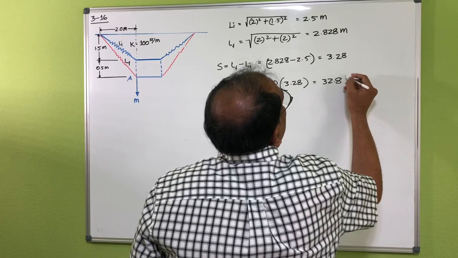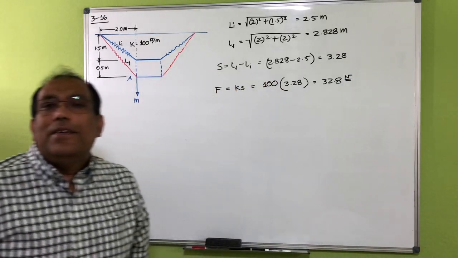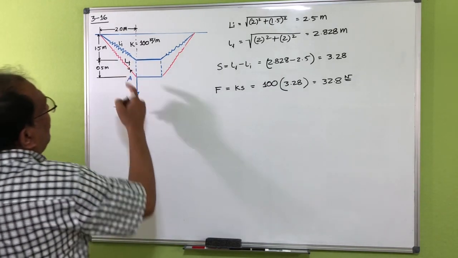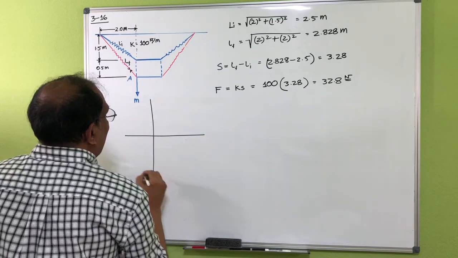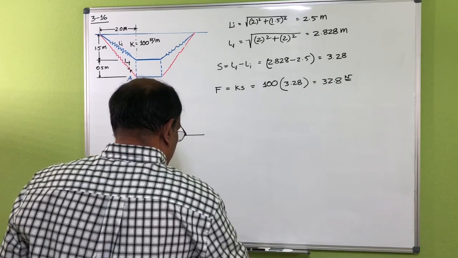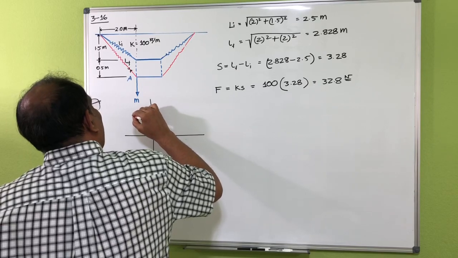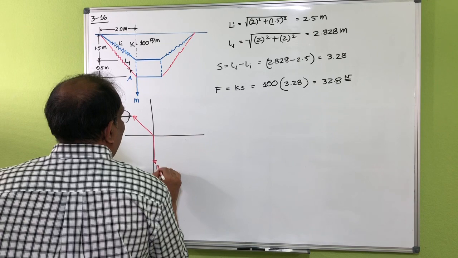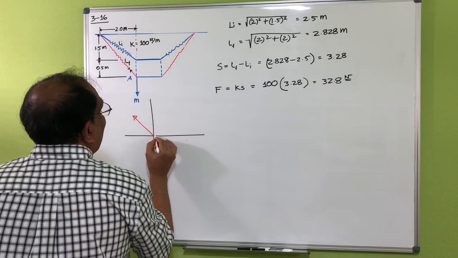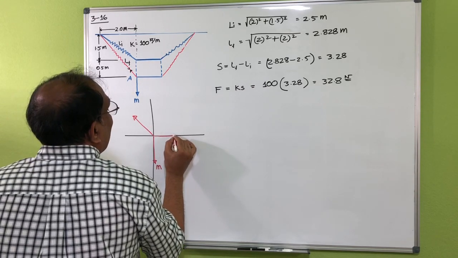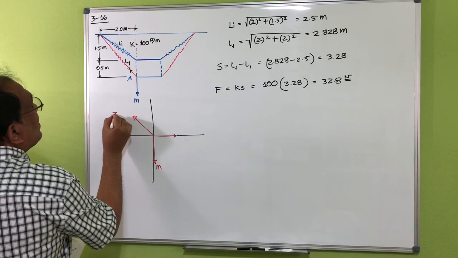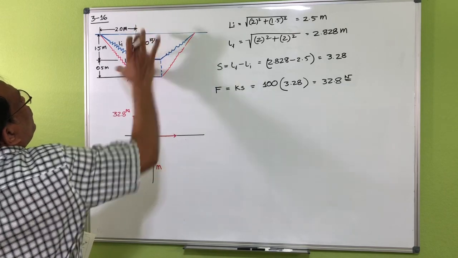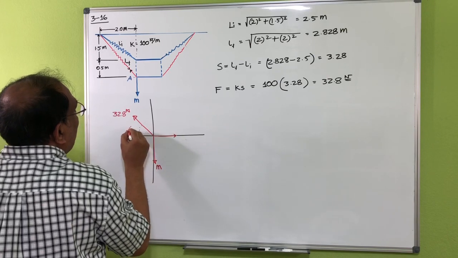Actually Newton. Okay, that's the force working here. Now if I draw the free body diagram of this one here, then you can see this one is 32.8 Newton, and you can see this one is actually 45 degree because this is 2 and this is 2, so this angle is 45 degree.